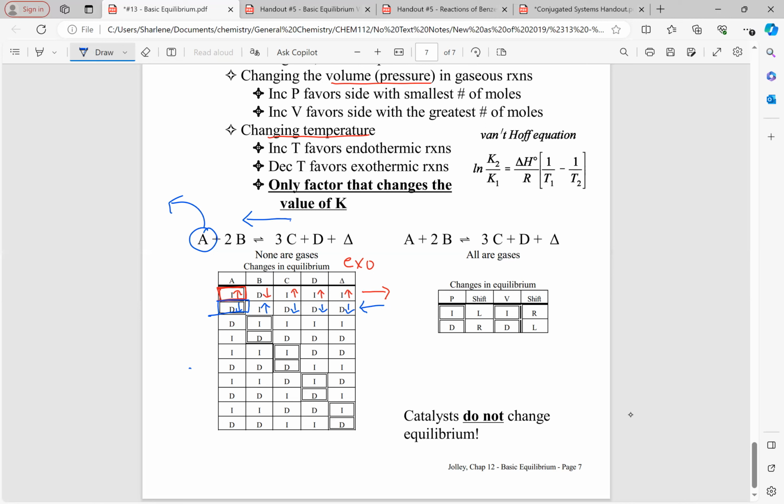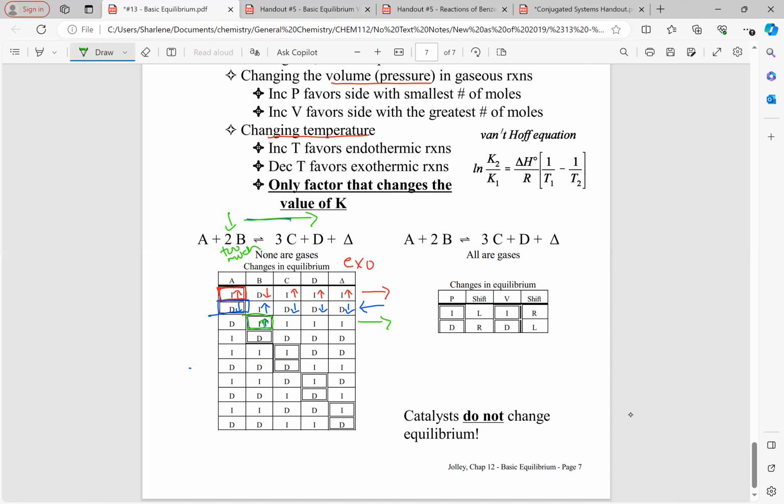All right, so let's take a look at B. If I increase B, okay, I'm putting some in. All right, so I'm going to add some B in. Now there's too much. Equilibrium is going to have to try and use some up by shifting to the right.